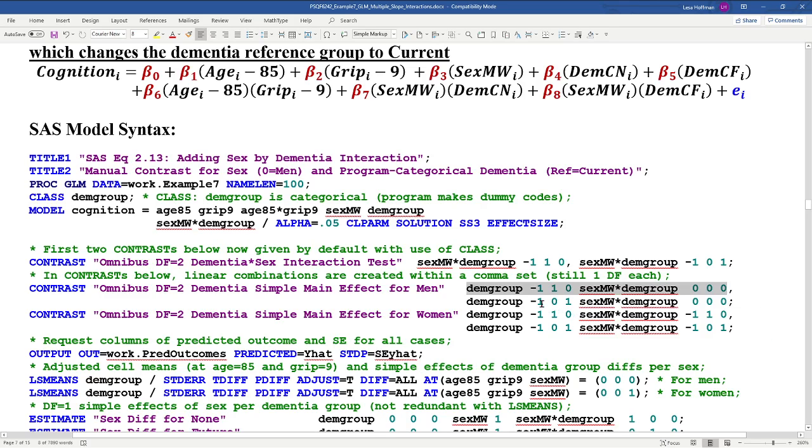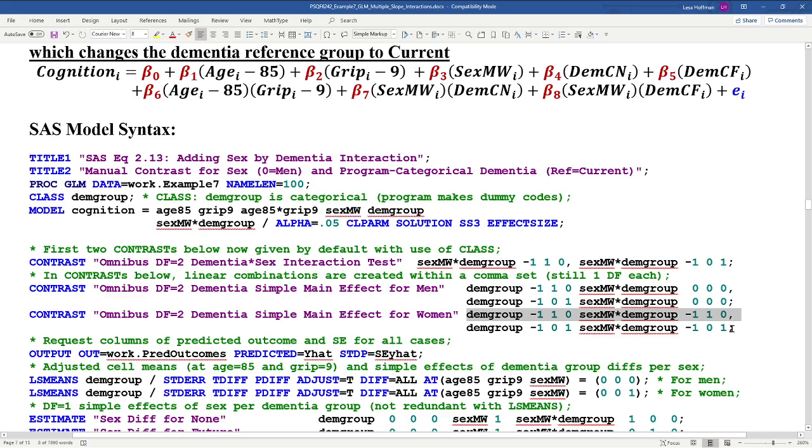So this is the difference between none and future, and it's the difference specifically in men because multiplying by gender when gender is 0 would zero everything out. Likewise, this is none versus current. Down here is how you would get to the simple group difference for women. So it's none versus future, but then if gender is 1, then multiplying by a 1 carries that same pattern forward.